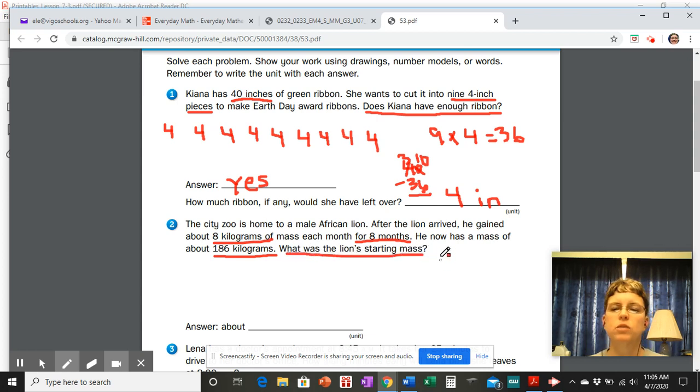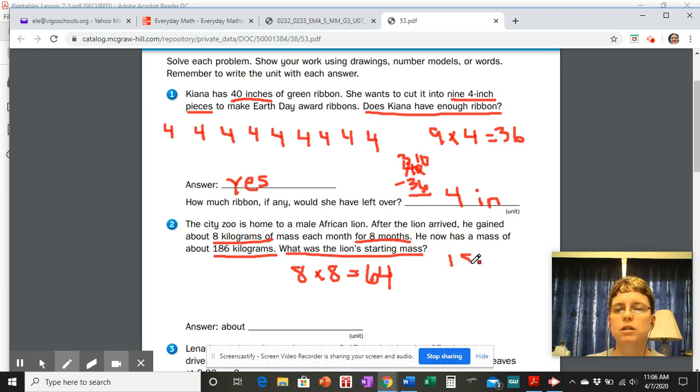So this time I'm going to do some multiplication. So we have 8 kilograms of mass for 8 months. So I'm going to do 8 times 8. And 8 times 8 gives me 64. And now it says he has a mass of 186 kilograms, and we want to know what he started with. So we're going to have to do subtraction.